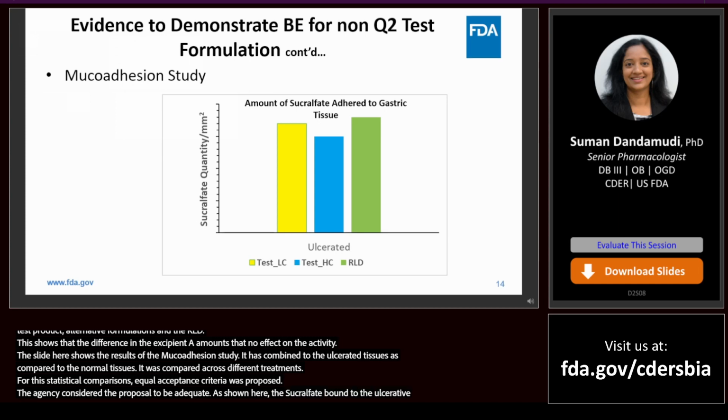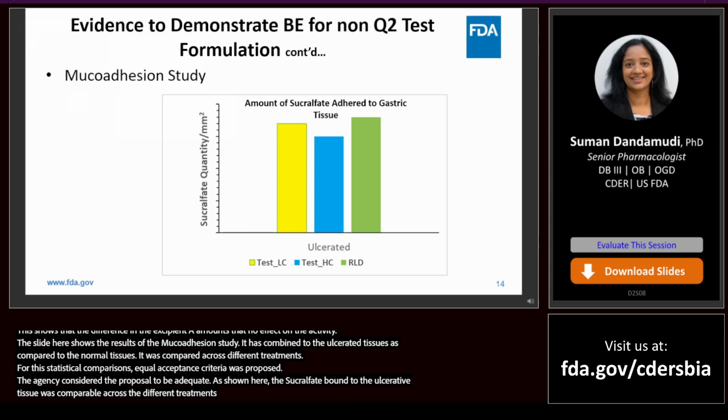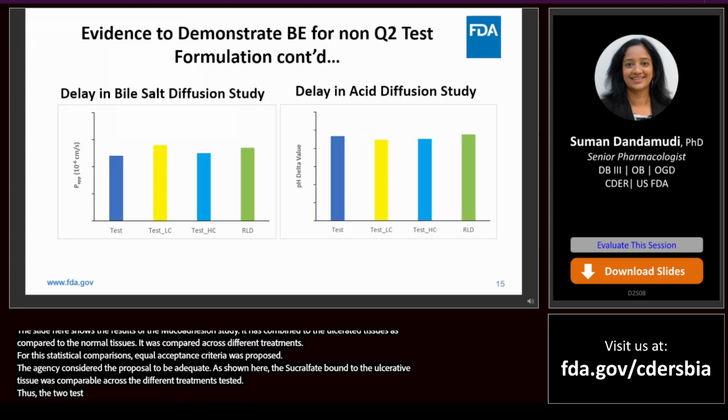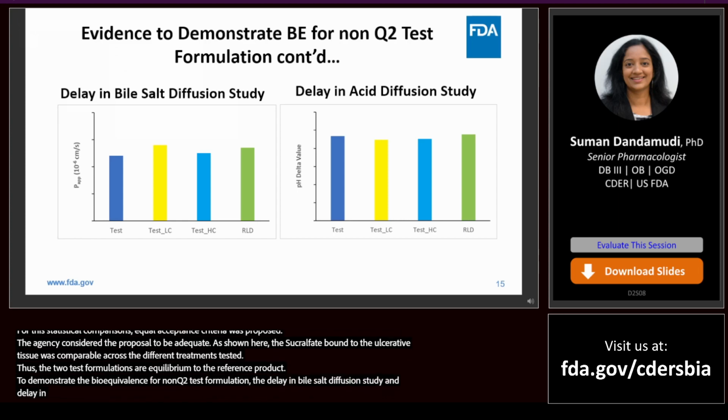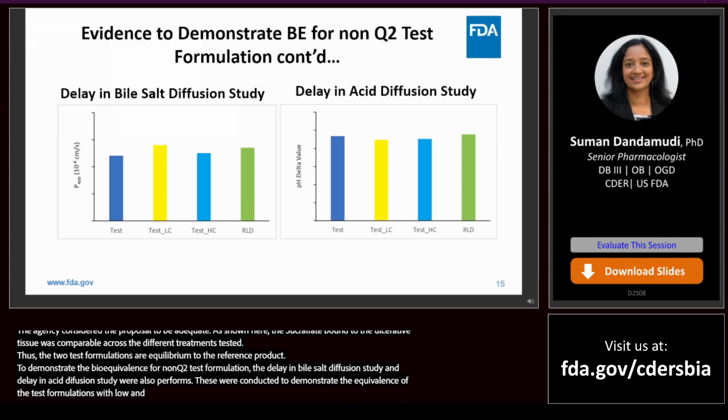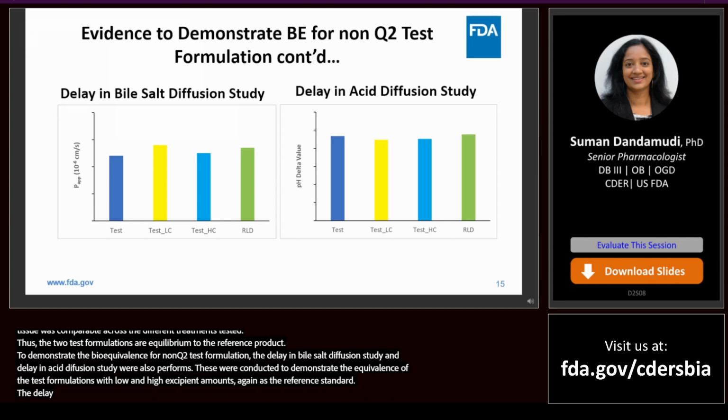Thus, the results indicate that the two test formulations with the variation in the excipient amounts are equivalent to the reference product. Further, to demonstrate the bioequivalence for non-Q2 test formulation, additional bioassays such as delay in bile salt diffusion study and delay in acid diffusion study were also performed. These studies were conducted to demonstrate the equivalence of the test formulations with low and high excipient amounts against the reference standard. The assessment of delay in bile salt diffusion was performed by measuring the permeability values of the bile salts across the semi-permeable membrane.